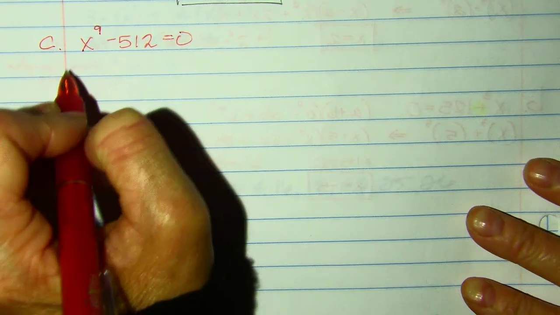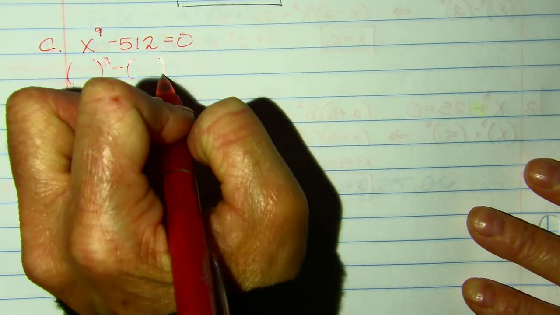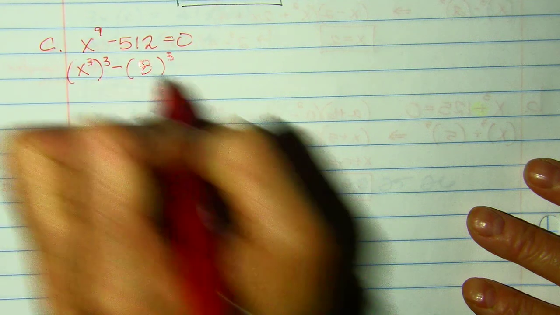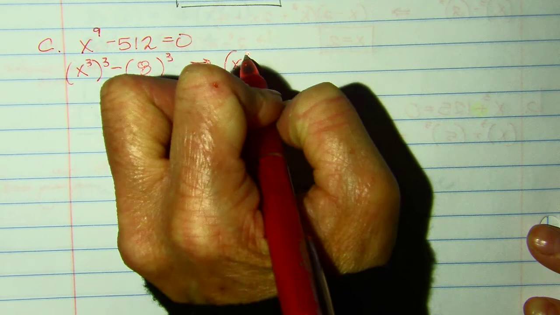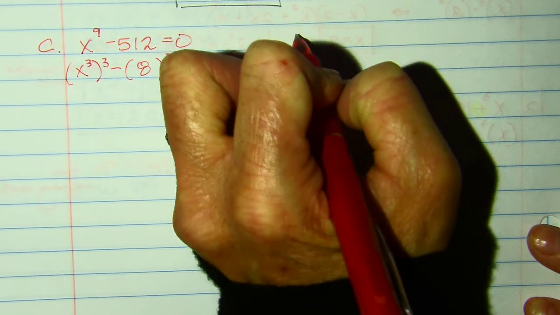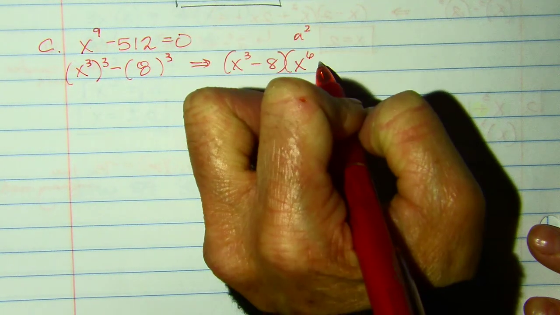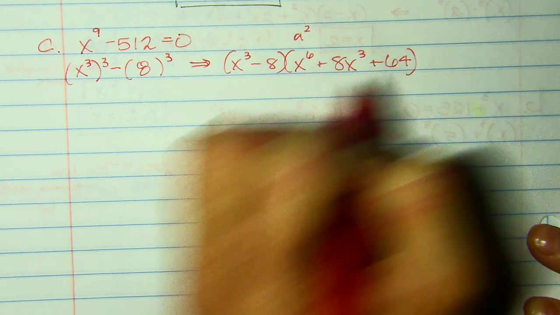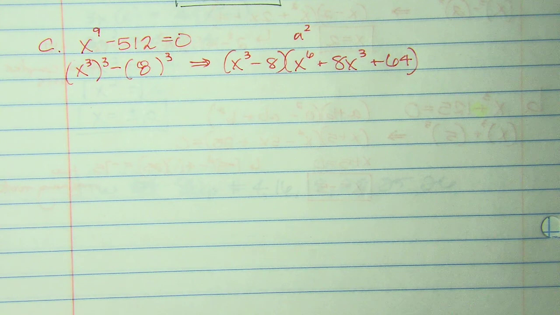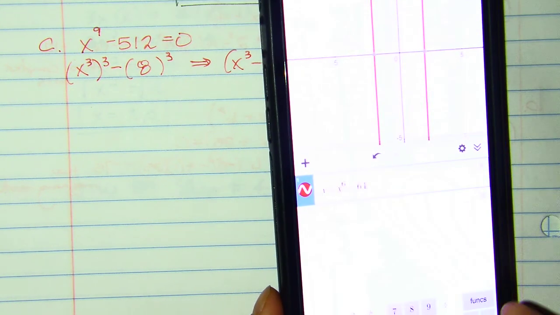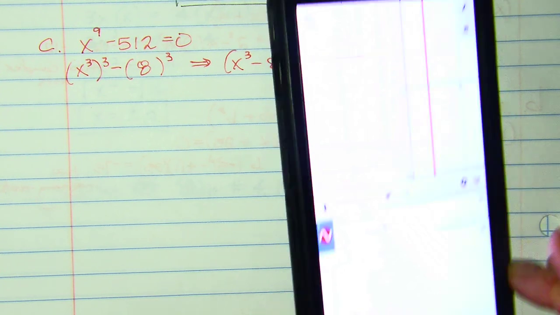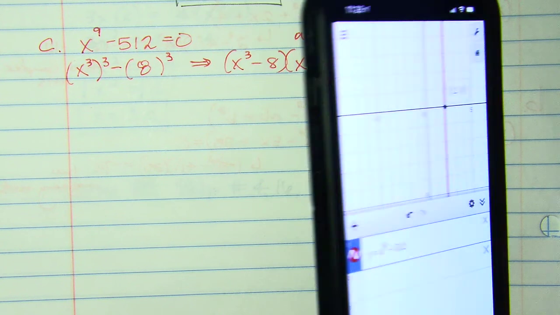So back to our lesson practice, part C, x to the 9th minus 512 equals 0. So again, this is a difference of two cubes. This is x cubed, and this is 8 cubed. So my factors are x cubed minus 8, x to the 6th, remember because this is a squared, plus 8x cubed plus 64. So using Desmos, I'm going to enter this. X to the 9th minus 512. And the only place it crosses the x-axis is, guess what? At x equals 2.